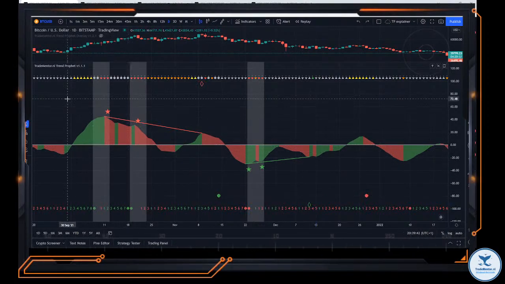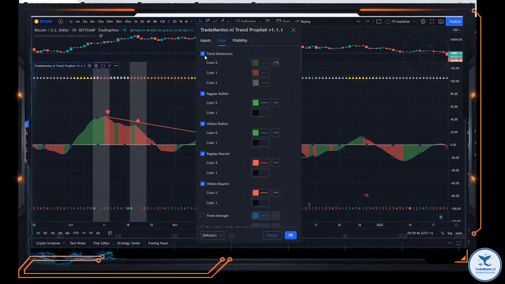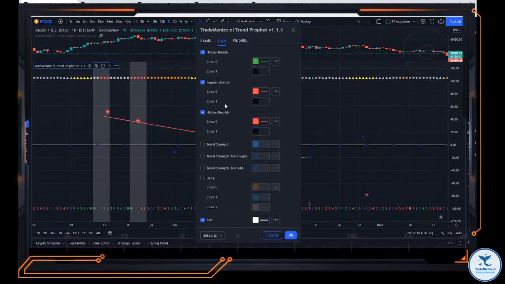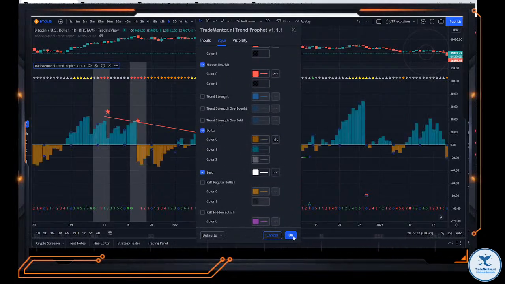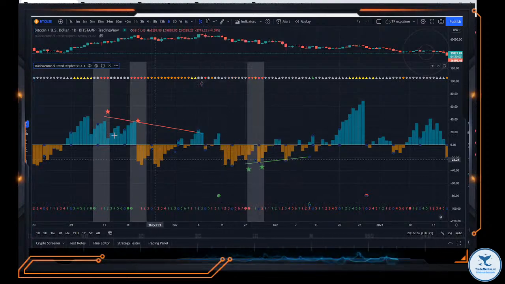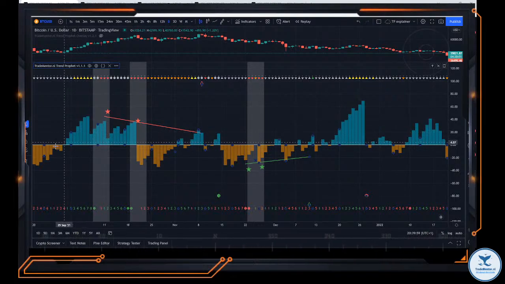So that's the effort being put in. Then I'm going to quickly hide the trend momentum and go to another invention of mine. These bar patterns are the relative strength delta. It's essentially the difference between an RSI of length 7 and 14.